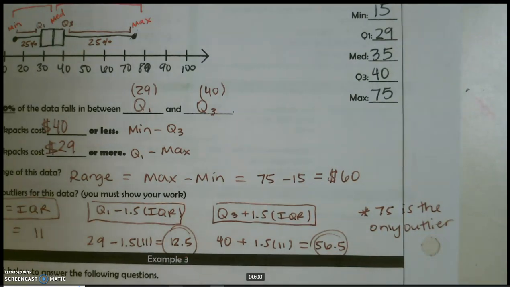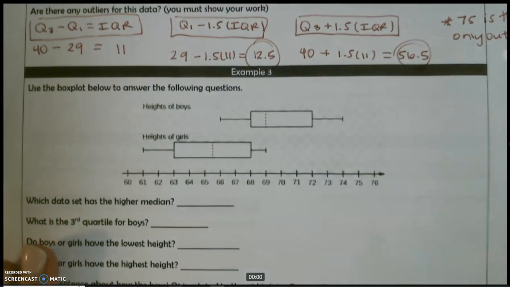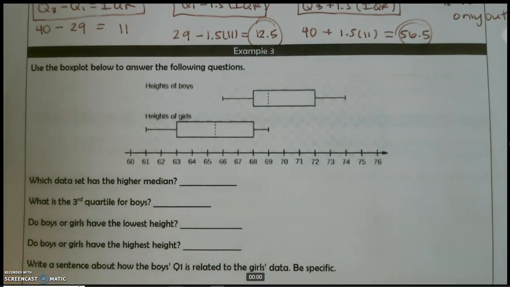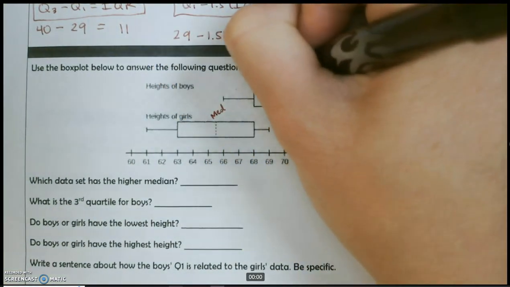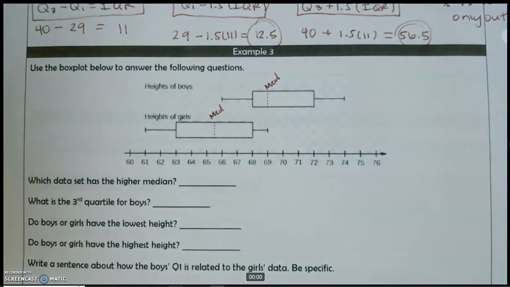Okay, on to the last example. Use the box plot below to answer the following questions. It says, which data set has a higher median? Okay, well, let's go ahead and remind ourselves. That's the median, or that's considered Q2, right? That's directly in the middle of the data.